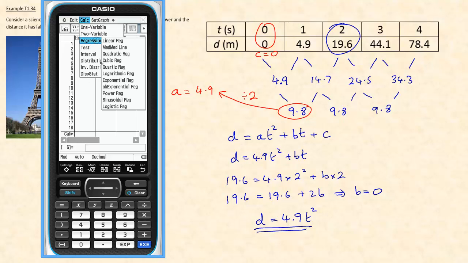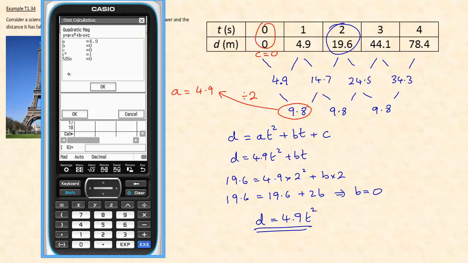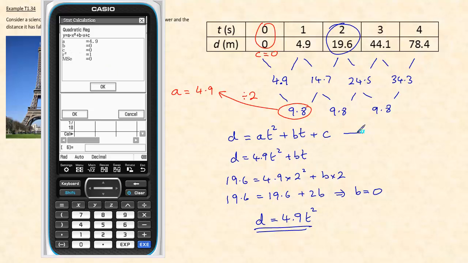Go to Calc Regression and we want quadratic regression. Our x's, which are what the t's do here, are in list 1. The y's, that's the d's, are in list 2. Click OK and you can see that we have ax squared plus bx plus c. A is 4.9, b is 0 and c is 0. So it's found the constants for us for this equation.